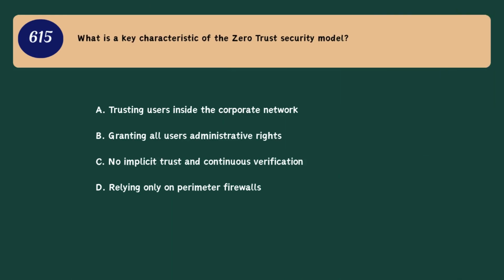Question 6-15. What is a key characteristic of the Zero Trust security model? A. Trusting users inside the corporate network. B. Granting all users administrative rights. C. No implicit trust and continuous verification. D. Relying only on perimeter firewalls.